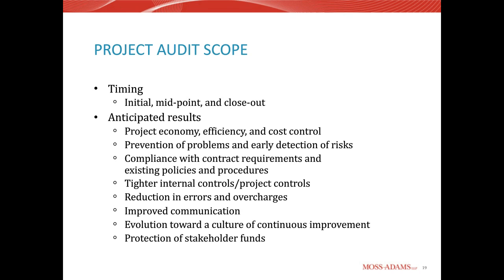Anticipated results, all of these are potential. Obviously, costs are a big one in preventing unallowable costs, but having tighter controls around change orders, having improved communication, whether that's with your general contractor or just internally, as far as like if we're looking at a program, what kind of reporting is going to management, what kind of reporting is going to external stakeholders, all of those kind of things can be looked at in a construction audit.